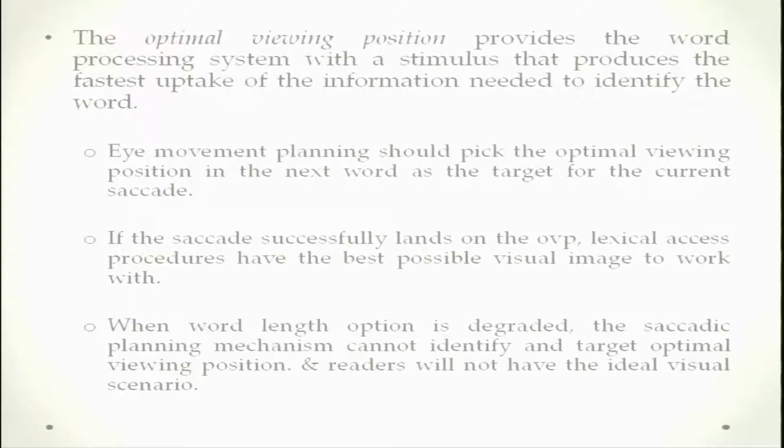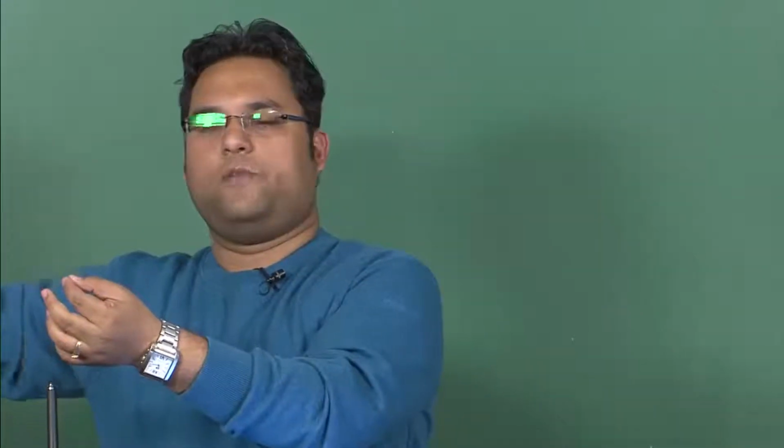So the idea is eye movement planning should keep in account that now I'm at word 1, this is the optimal viewing position in word 1, and when I move from here, when the next saccade is initiated, the landing site should actually be the OVP of the second word. The second landing site should be the OVP of the third word, and this is how eye movement planning would be optimal and will be maximized to get you maximum and fastest reading performance.